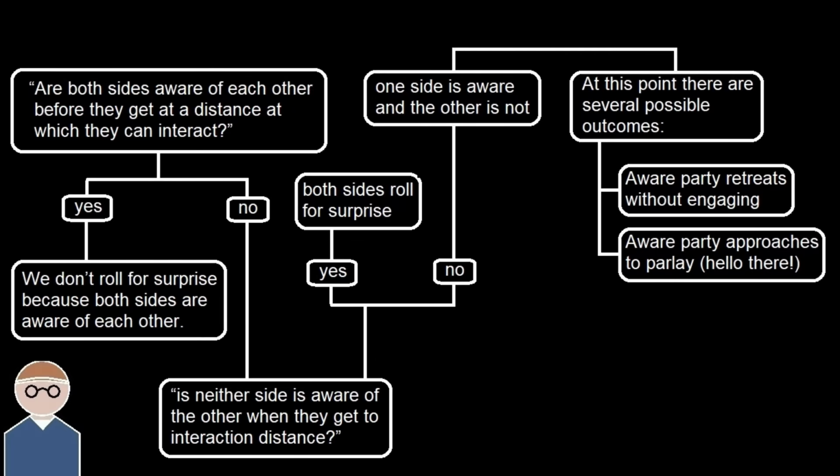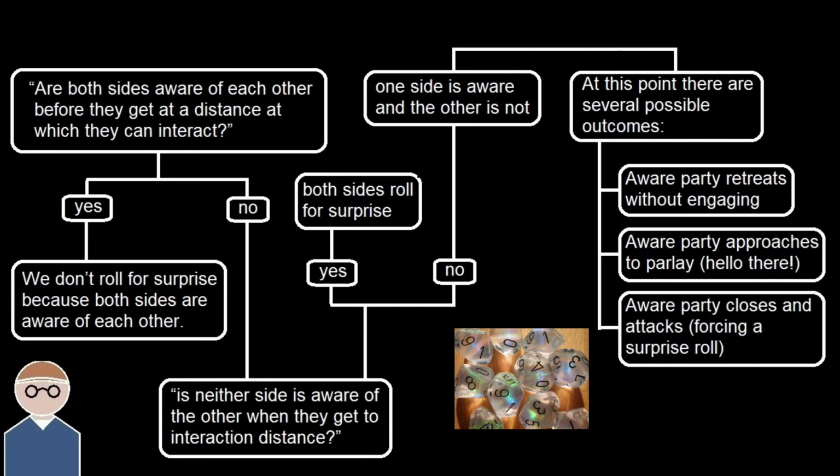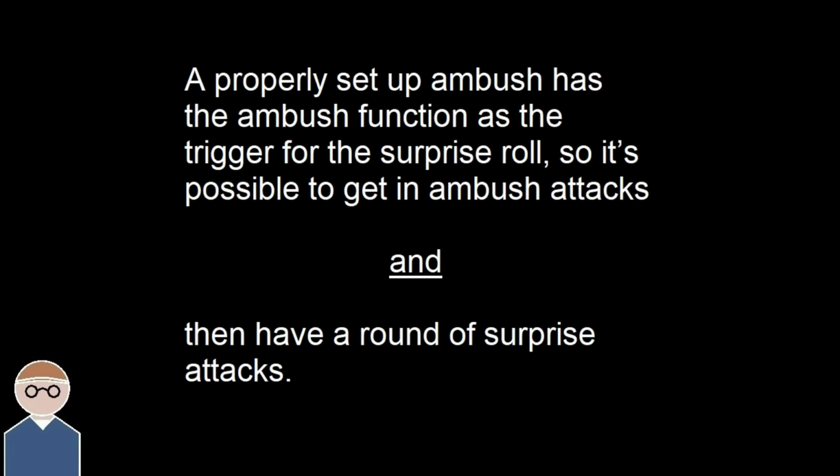Still, another possibility is that the aware party closes and attacks. If the environment allows them to close without being noticed, then the unaware party would roll to see if they are surprised. The last possibility I'm going to talk about is that the aware party could set up an ambush. A properly set up ambush has the ambush function as the trigger for the surprise roll, so it's possible to get in ambush attacks and then have a round of surprise attacks.